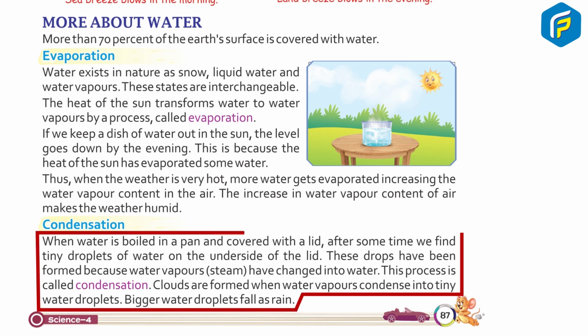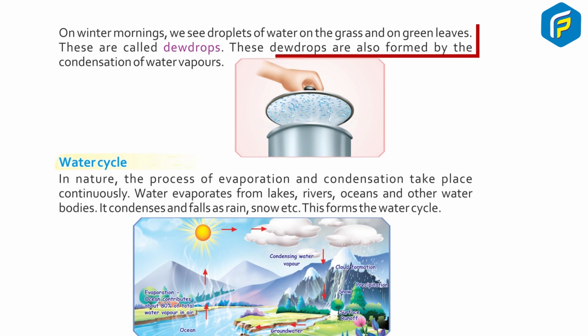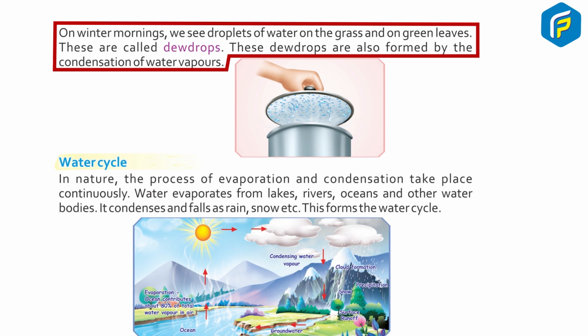Condensation. When water is boiled in a pan and covered with a lid, after some time we find tiny droplets of water on the underside of the lid. These drops are called condensation. Clouds are formed when water vapors condense into tiny droplets. Bigger water droplets fall as rain. On winter mornings, we see droplets of water on the grass and on green leaves. These are called dewdrops. The dewdrops are also formed by the condensation of water vapors.